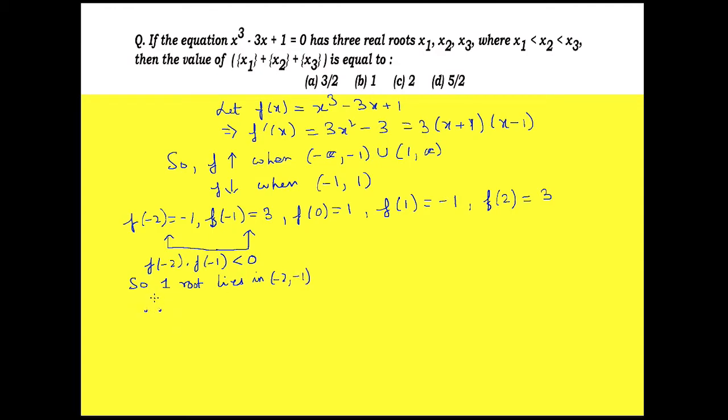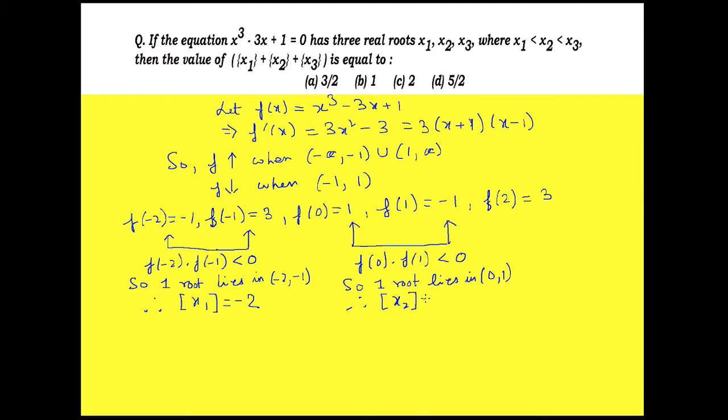So what do you expect the integral value to be? Let this root be named x1. The roots will increase from left to right as the curve cuts the axis, so we can take them successively as x1, x2 and x3. Again, we note that there must be another root between 0 and 1. So one root lies in this interval 0, 1. If we name it x2, then its integral part will be 0.